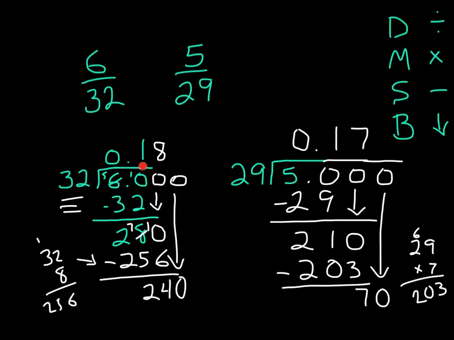That's one place to the right of the decimal. So I have 1/10 here, and I have 1/10 here. Here I have 8/100ths. Here I have 7/100ths. So this one is larger. You could think of it in terms of money. This is 18 cents. This is 17 cents. So 6/32 is greater than 5/29.